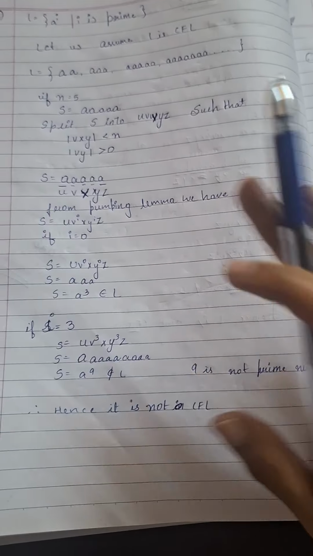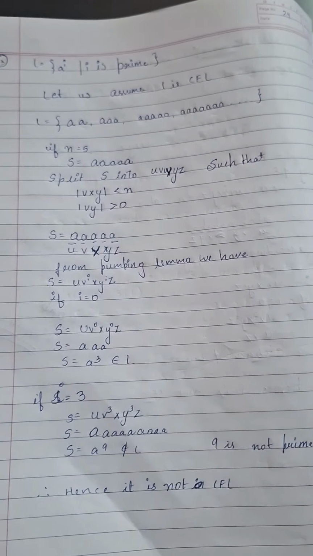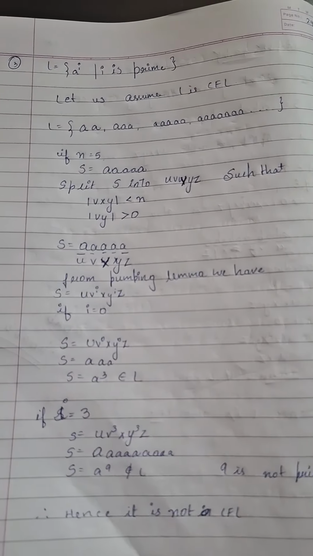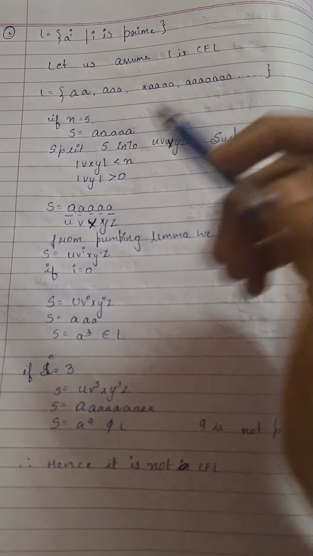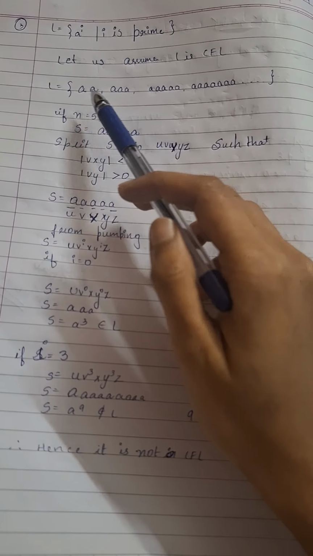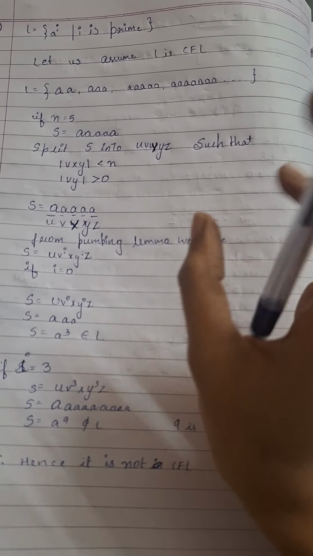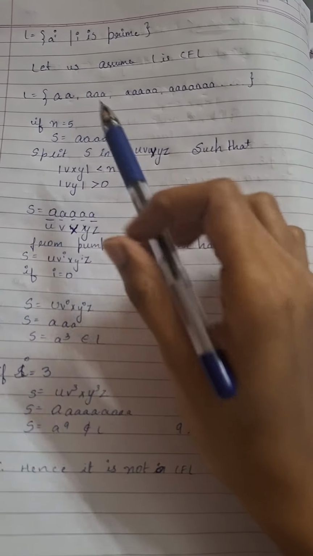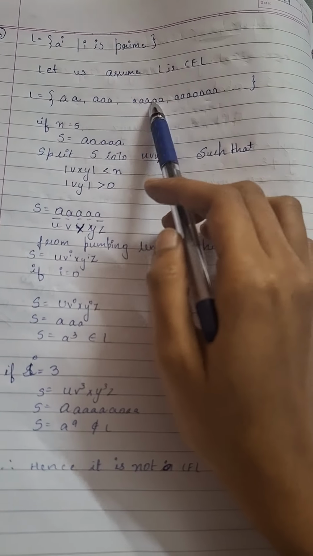Again we have this question, that is A power i where i is prime. So let us assume L is CFL. So first sentence ಇದನ್ನೇ ಬರೀಬೇಕು, let us assume L is CFL ಅಂತ. This was given in PYQ. And ಲ್ಯಾಂಗ್ವೇಜ್ ಬರ್ಕೊತೀವಿ, ಪ್ರೈಮ್ ನಂಬರ್ಸ್ ಯಾವ್ಯಾವುದಿದೆ 2, 3, 5, 7, 11 ಆ ಥರ. So A, this is a prime length A's, and this is also 5, 9.